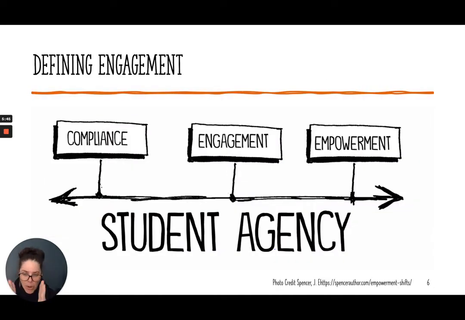So let's narrow that scope a little bit and think about this term student agency. How do we get to that place, right? On one side, we have compliance. And what we know about compliance is that it might work in the moment, but that kind of learning doesn't stick. In fact, compliance erodes student agency over time, right? That's where students become dependent on the teacher.